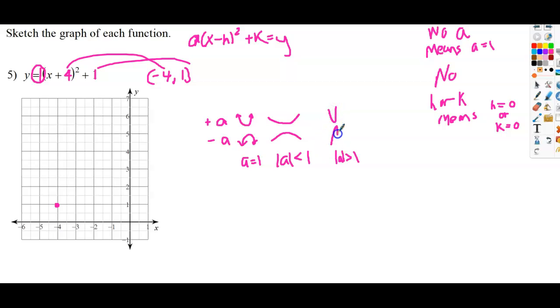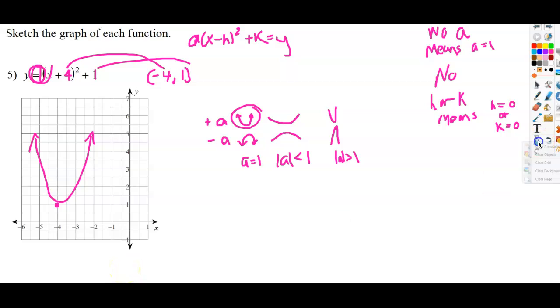And the reason for that is because of what we learned a few units ago called transformations with compressions and stretches. So when I look at this problem, I see it's a 1, and it's a positive 1. So that would be this one. It's a happy face parabola, normal size, with a vertex at -4, 1, and that's good enough for us there.